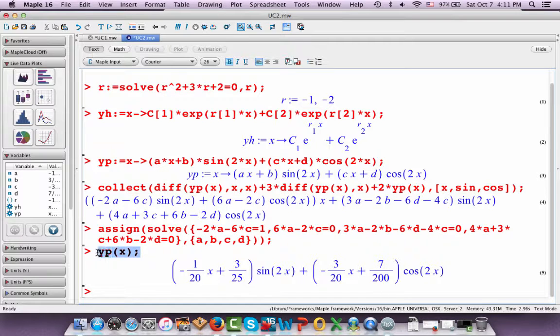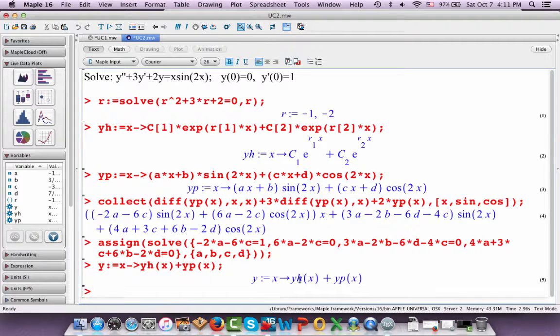I don't really need that. We don't really need that. That was just confirmation. So what's next? We have our general form of our homogeneous solution with the constants c1 and c2, and we have our particular solution, yp of x. So we need to construct our general solution, y. So y is equal to the function that takes x to yh of x plus yp of x.